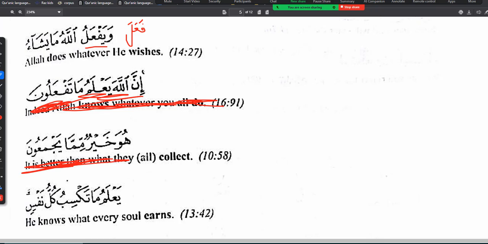Inna Allah ya'lamu ma taf'alun. Try to translate, what is the fi'l mudari and madi as well. You have to tell me the madi too. Very good, mashallah. Alima ya'lamu. Can you translate this? The whole ayah, inshallah. And if you... Allah knows. Okay.